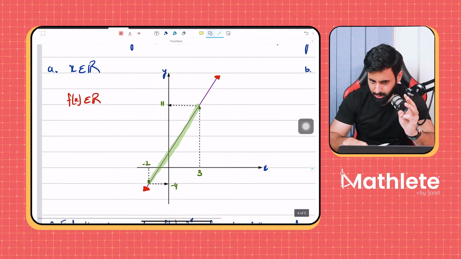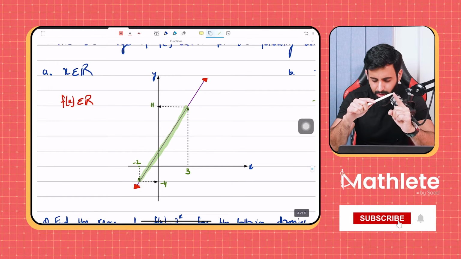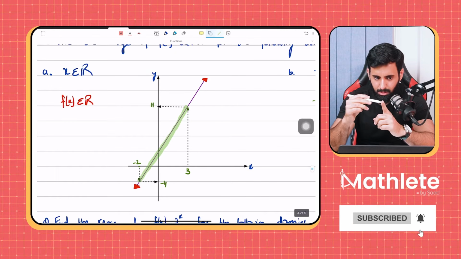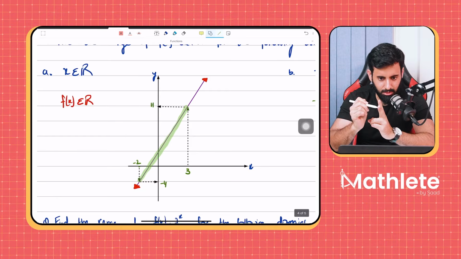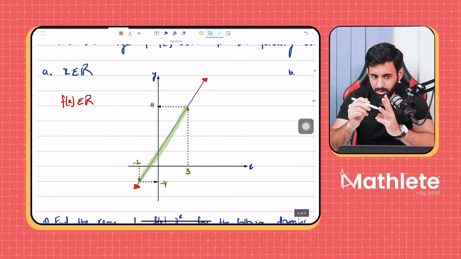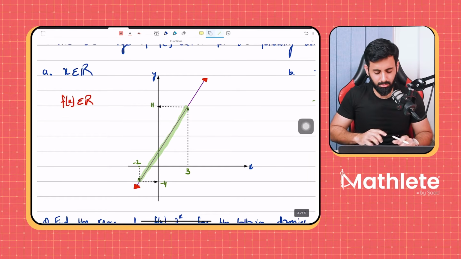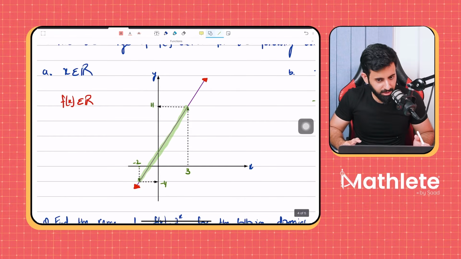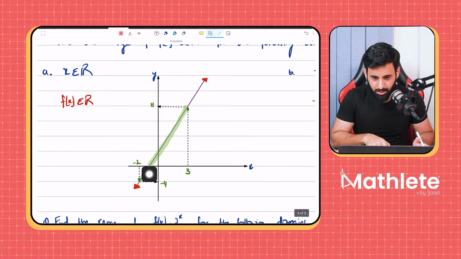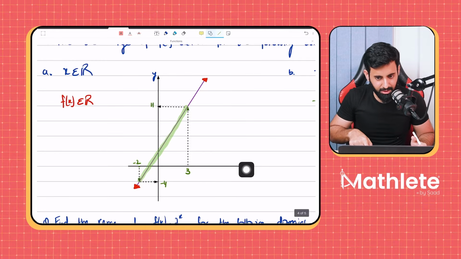We're looking at this function. Listen to what I'm saying. Is this function always increasing? Is this function always decreasing? Or is this function doing both? How is it doing both? It's always increasing, yes. So how do you check whether a function is increasing or decreasing?